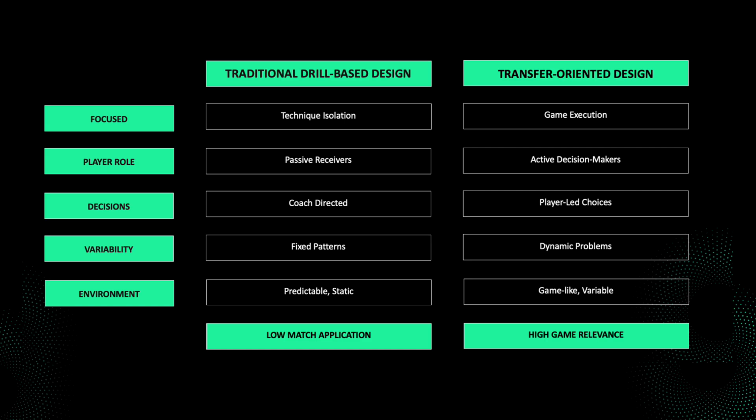But I just want to finalize this presentation really and give us all a clear way to reflect on the kind of environments we design for our players. So really just put together a little diagram here, and on the left you can see features of traditional drill-based design, technique isolation, players as passive receivers, decision directed by the coach, fixed patterns in predictable environments. These sessions may look neat and efficient, but they often have low match application. Players get good at rehearsing movements, but those movements don't always transfer to the chaos of the real game.